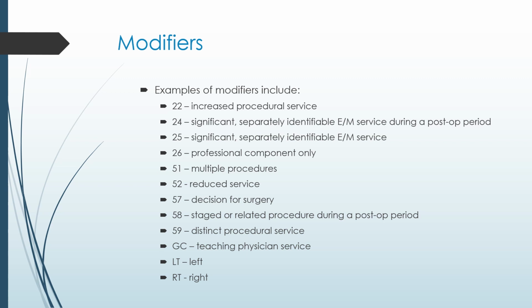Modifier 58, we could use this to report on a staged or related procedure during a post-op period. Modifier 59, we can use this in some instances to unbundle services. It's going to depend on if the procedure was performed on a separate site, through a separate incision, separate anatomical organ, separate encounter. You might have a patient that you take to the OR in the morning, something happens, you have to take them back to the OR in the afternoon. You'd have two separate encounters that we could use modifier 59 to report.